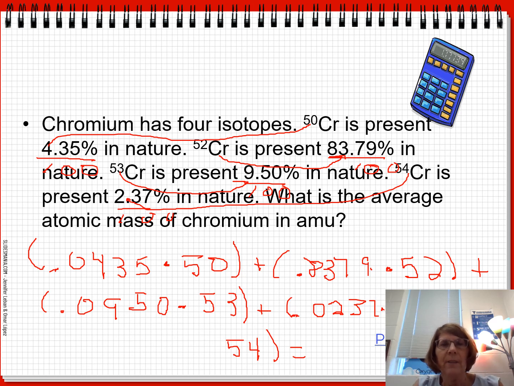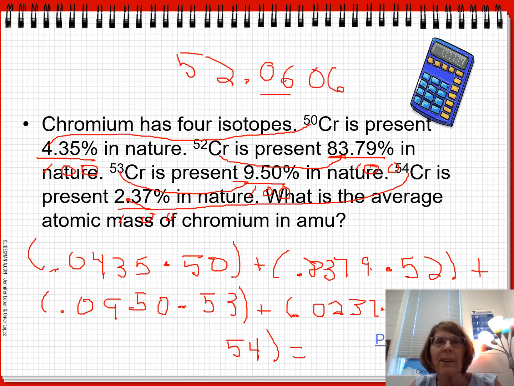And we get the answer here. I'm going to put it at the top. Here is 52.0606. I'm going to round it to 2 decimal places, so it's 52.06 AMU. So that's my answer right here.